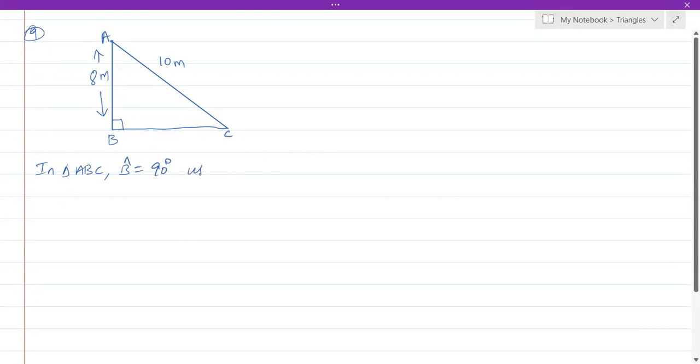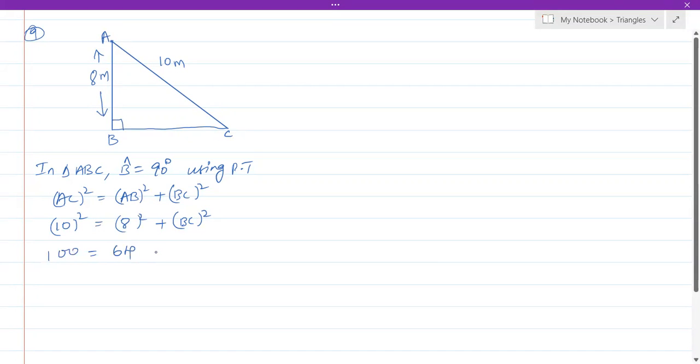Therefore, let's use Pythagoras theorem. If you use Pythagoras theorem, what do we get? We get AC square is equal to AB square plus BC square. We know the value of AC, that is 10. AB is 8. We have to find the value of BC. So AC square is 100. 8 square is 64. We have to find BC square. Now 100 as it is, 64 to the LHS, it will become minus 64. That will be equal to BC square.